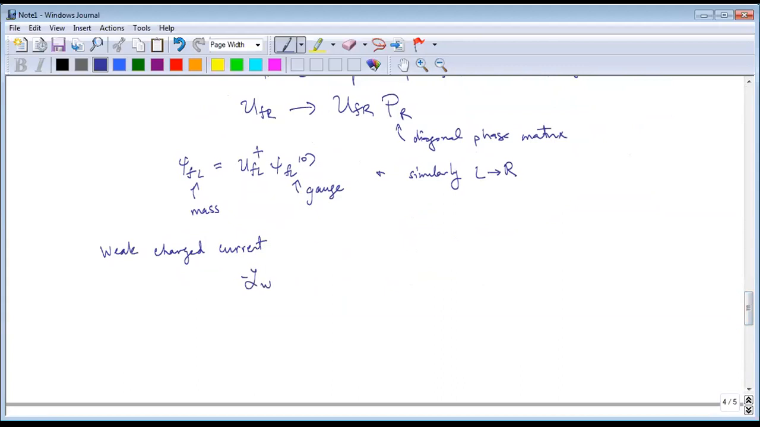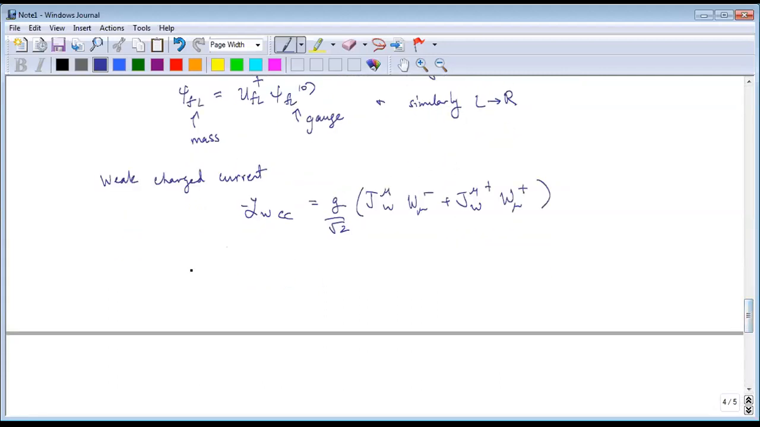A minus L weak charge current. So this thing looks like the following: G over root 2, J mu W, W mu minus plus J mu dagger, W mu plus. Where J mu W is going to equal sum over I equals 1 to 3, ELI bar 0. Now I'm going to be careful and put these back in for this critical moment.